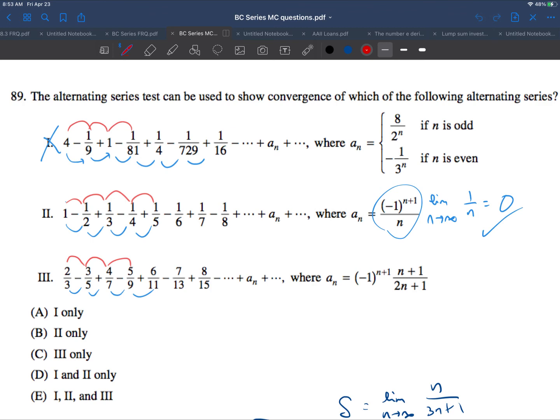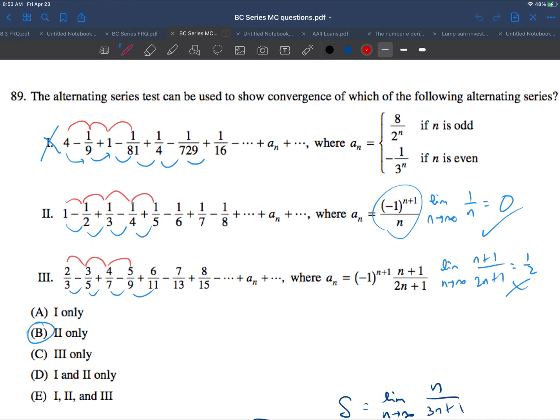If you look at the third series though, when I take the limit as n goes to infinity of the stuff and ignore the alternating part, you can see from L'Hopital's rule, from highest degree terms, this goes to 1/2. That doesn't go to 0. So we would consistently be adding something to the series. So it basically is not going to approach a single number. So the only one that satisfies the alternating series test here is 2.